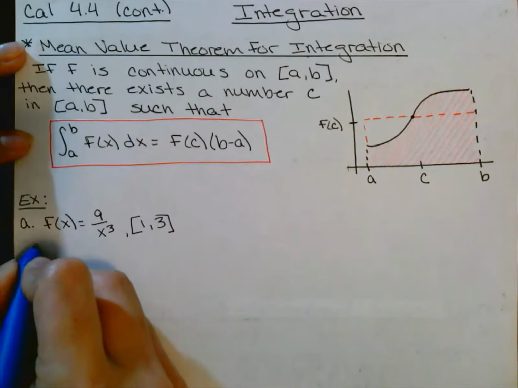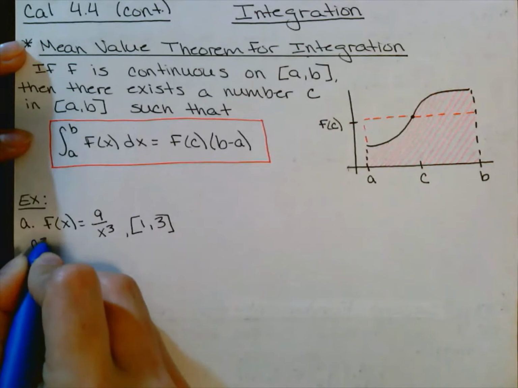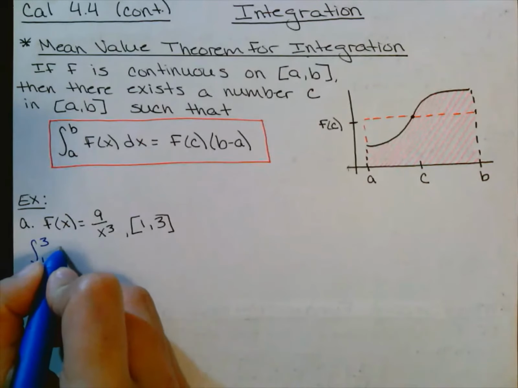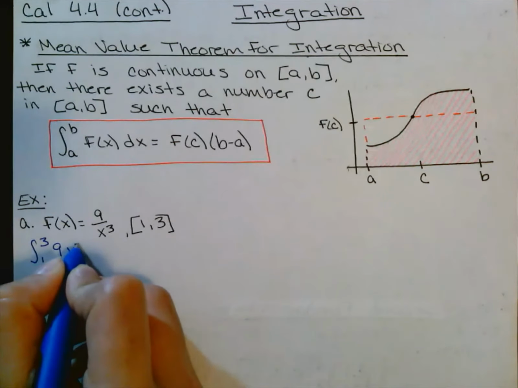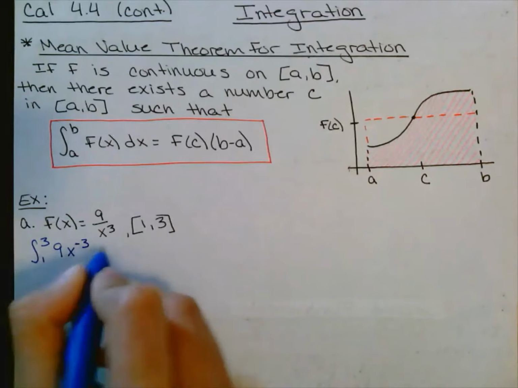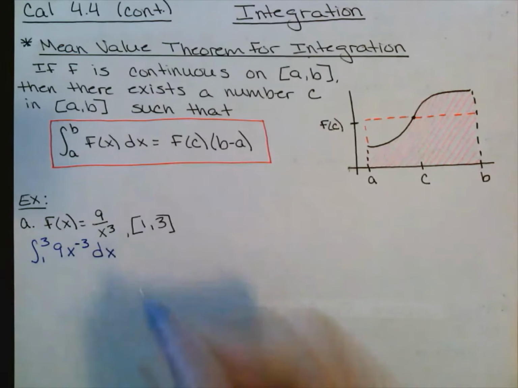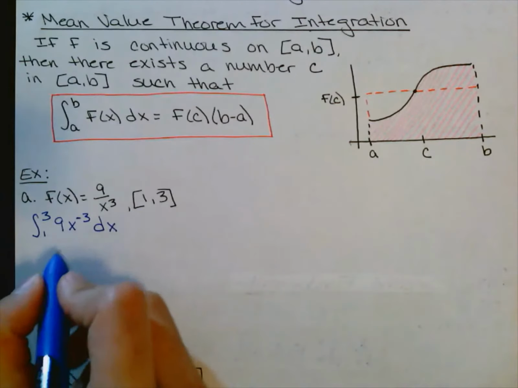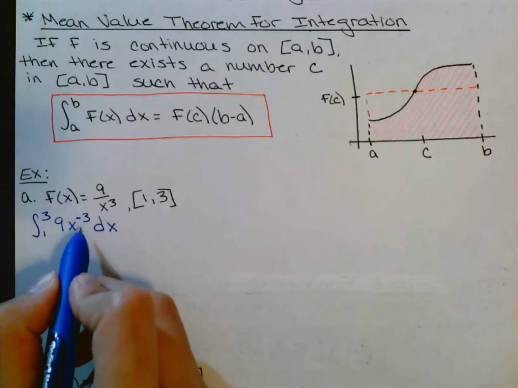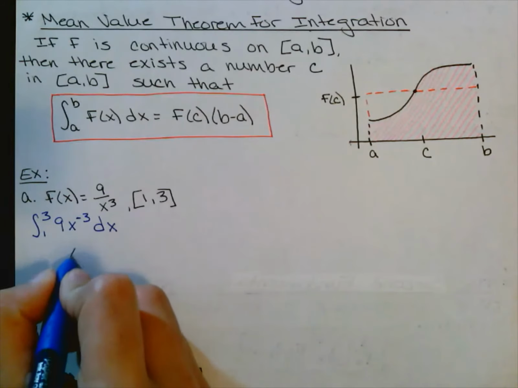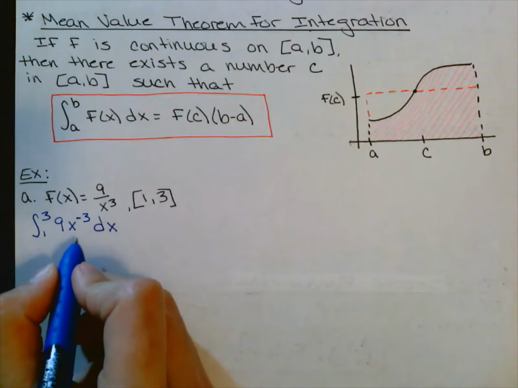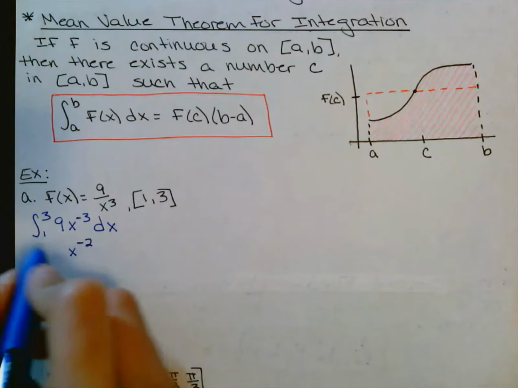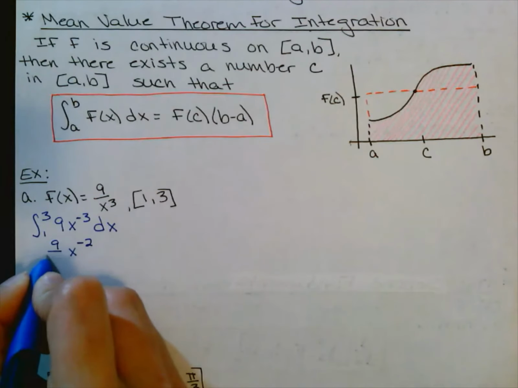I'm going to say the integral from 1 to 3. And instead of saying 9 over x cubed, I'm going to bring that x cubed up with a negative exponent to make my life a little easier. Finish my notation with that dx. So next step is I'm going to add 1 to that exponent. If I add 1 to negative 3, I end up at negative 2. Divide by that new exponent, I get 9 over negative 2.